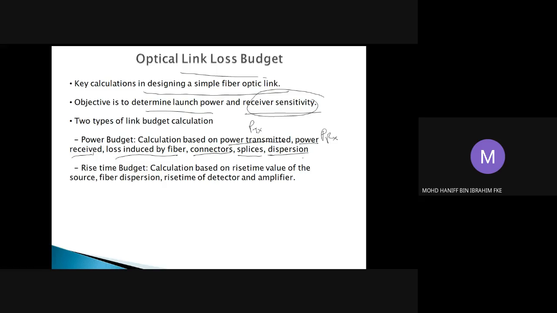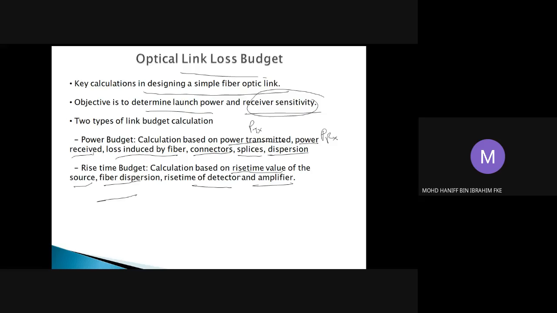And for our lectures next week, which will be based on the rise time budget. It should be based on a calculation, in which, as the name implies, you're going to know what should be the rise time value of the source or the transmitter. It will depend on the value of fiber dispersion, and it will depend on the rise time value of your detectors and your amplifiers.